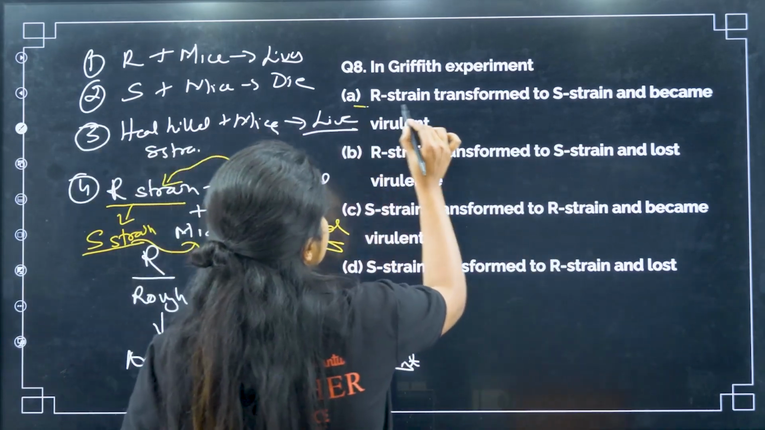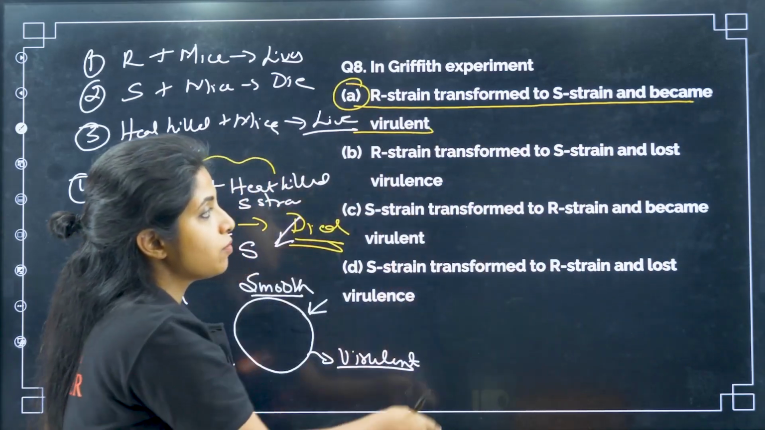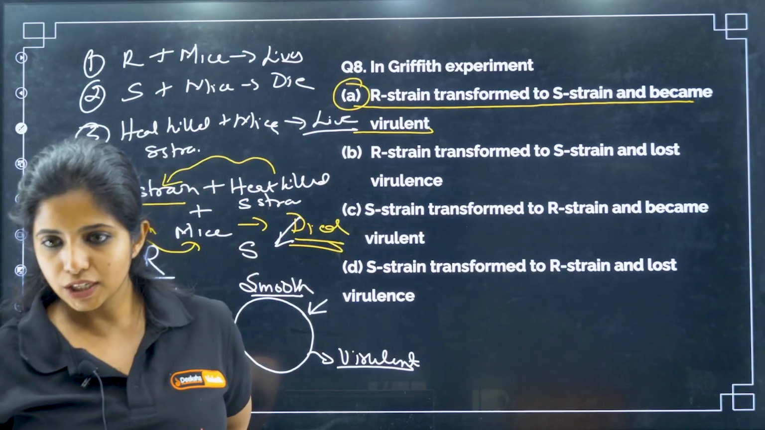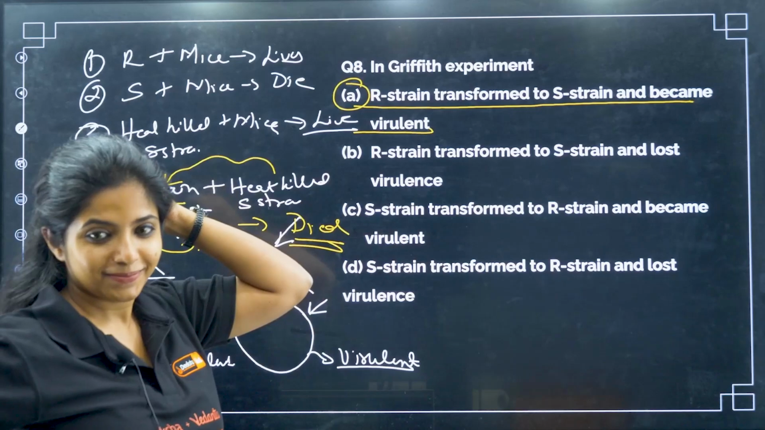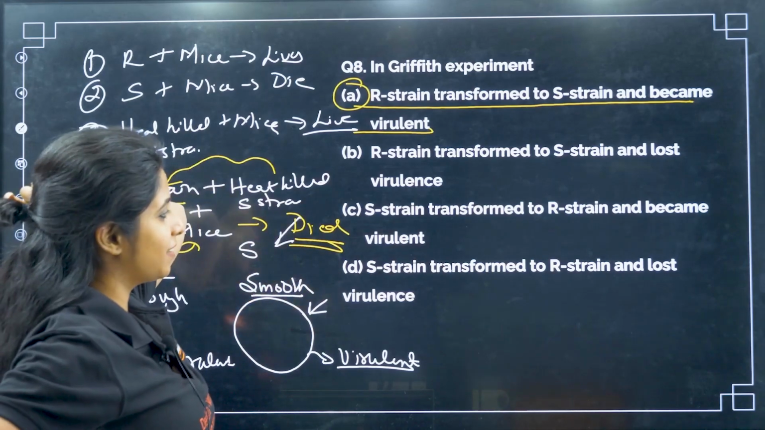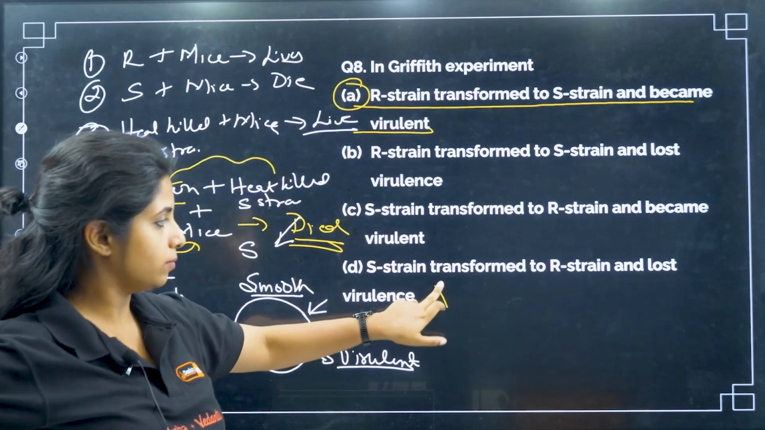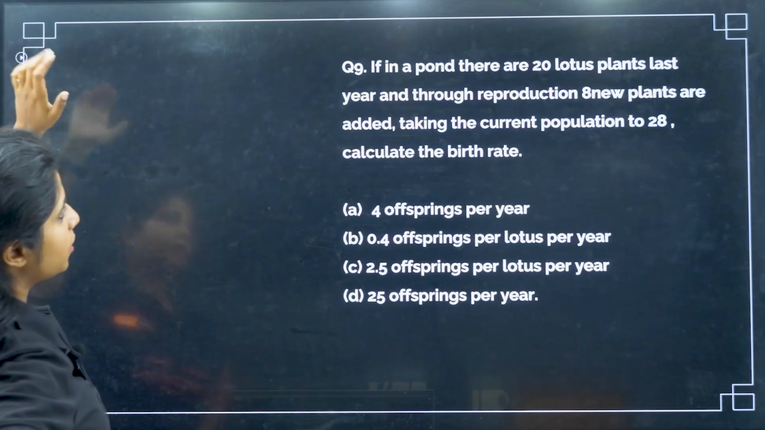Okay, so R strain transformed to S strain and became virulent. This is the answer. Not R strain transformed to S strain and lost virulence. No, R strain was never virulent in the first place, right? S strain transformed to R strain and became virulent? No. S strain is already virulent, right? Now S strain transformed to R strain and lost virulence? No. Only this is your answer. Now going ahead with the next thing.